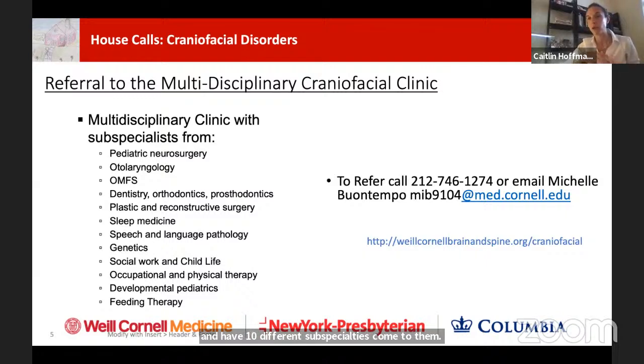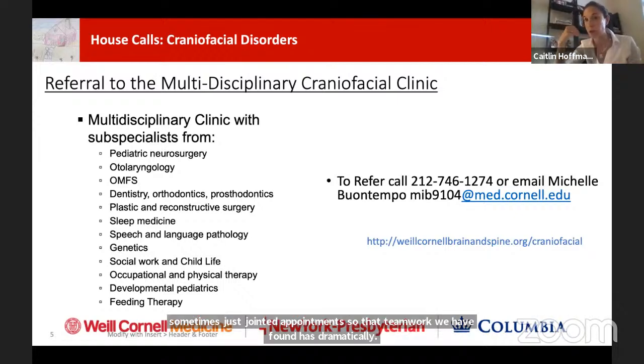And then we therefore can be much more efficient and effective, ensuring that decisions about care plans are made in a collaborative way that takes into consideration all aspects that are relevant to that patient's care, and then executes them in a very effective and efficient manner as well, not leaving the onus on the parent to make all of these individual and sometimes disjointed appointments. So that teamwork, we have found, has dramatically expedited patient surgical and non-surgical care and improved outcomes dramatically.